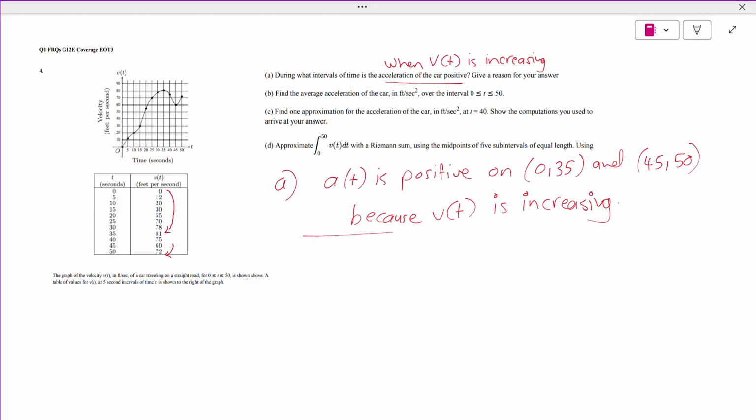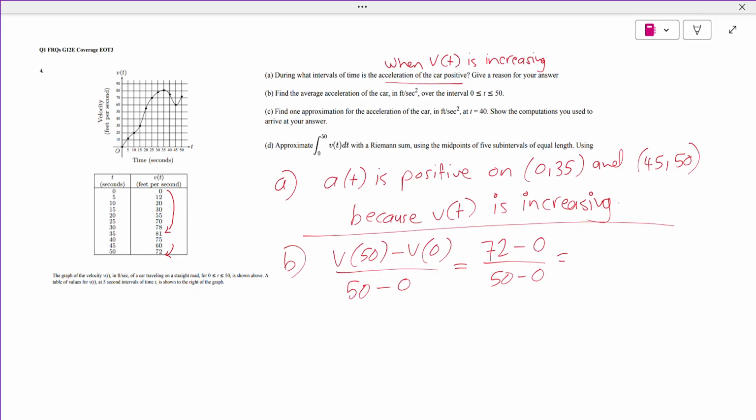So, part B says, find the average acceleration for the car in feet per second squared. Okay, the average acceleration over the interval 0 to 50, that would be v of 50 minus v of 0, average rate of change, over 50 minus 0. Take those values from the table. V of 50 is 72, minus v of 0 is 0, over 50 minus 0. Well, in simplest form or in decimal, it's 1.44 feet per second squared.